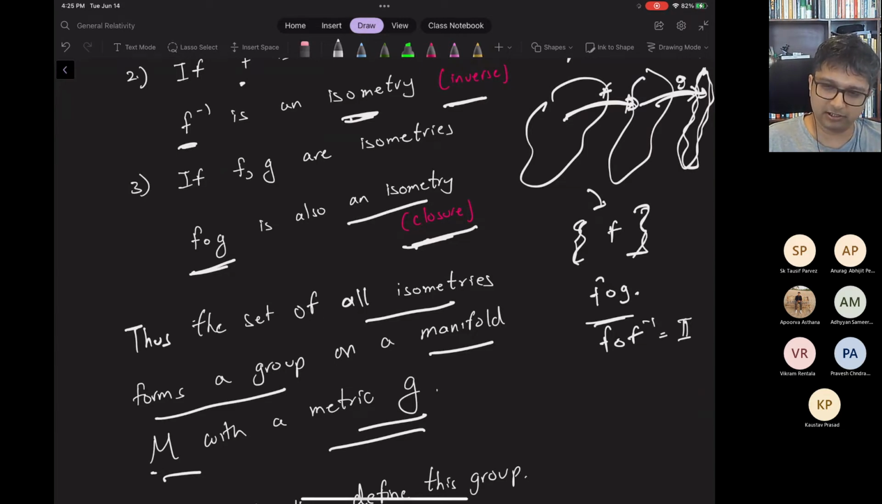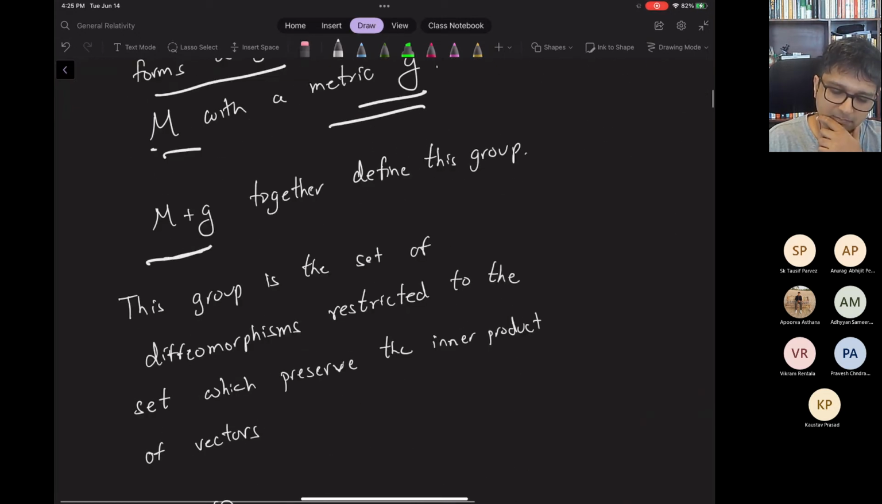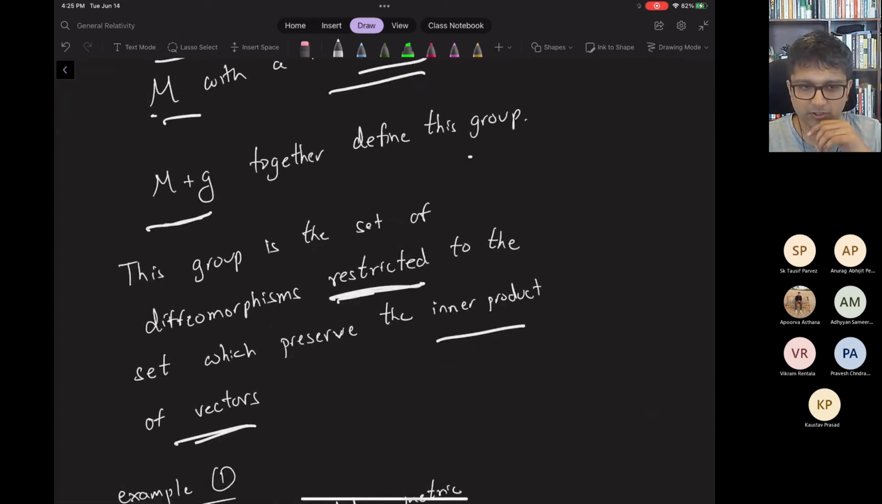And just a reminder, what is an isometry? It's a subset of diffeomorphisms that preserves the metric, or preserves the inner product of vectors. So the manifold M plus the metric together define this group. And this group is the set of diffeomorphisms, restricted. You're not taking all possible diffeomorphisms, but a subset of them which preserve the inner product of vectors. Any questions? We'll do a few examples so that this becomes clear.